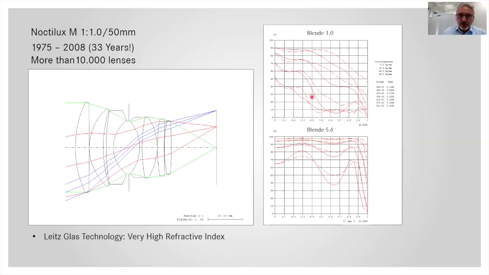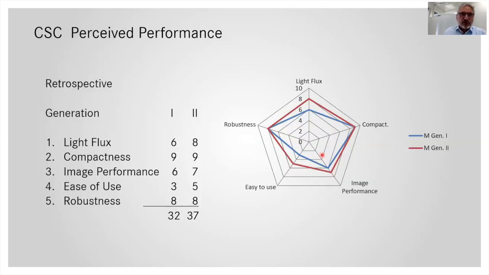The MTF is very low here in the off-axis. And if you stop down, you get better performance. And this leads to the perceived performance for the second generation. The light flux was much better. We have one Noctilux, the first Noctilux. The compactness is still there.